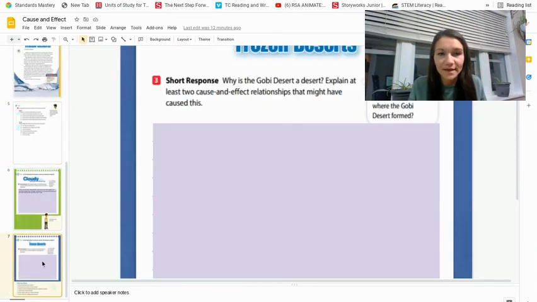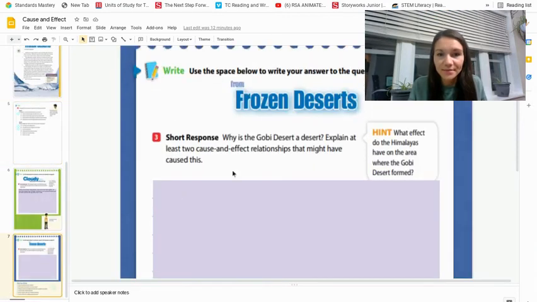Then, finally, on slide 7, you're going to do your own short response using a well-written paragraph with capitals, periods, complete sentences. Make sure you use those signal words to describe your cause and effect. Why is the Gobi Desert a desert? You're going to explain 2 cause and effect relationships that might have caused this. So, use the hint to help you. What effect do the Himalayas have on the area where the Gobi Desert formed?